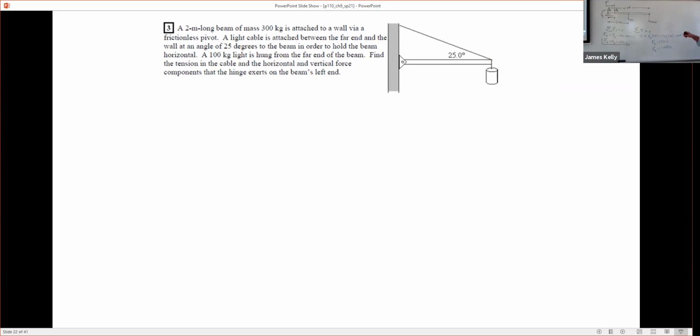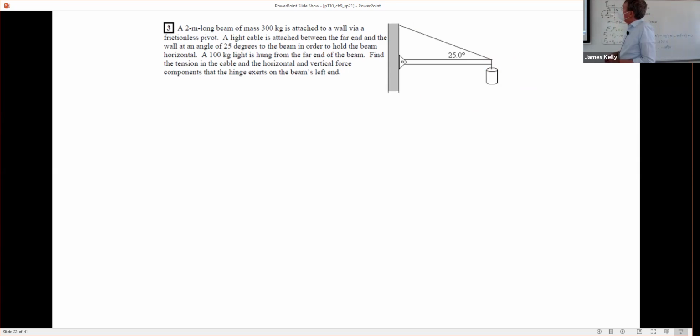So just like my diving board was in equilibrium here, the beam has got to be in static equilibrium. It's just sitting there. If I have too big of a tension in the cable, it's going to pull that beam up, start it rotating. If I have not enough tension, it's going to let it sag down. So what is just the right tension to keep it in static equilibrium there?